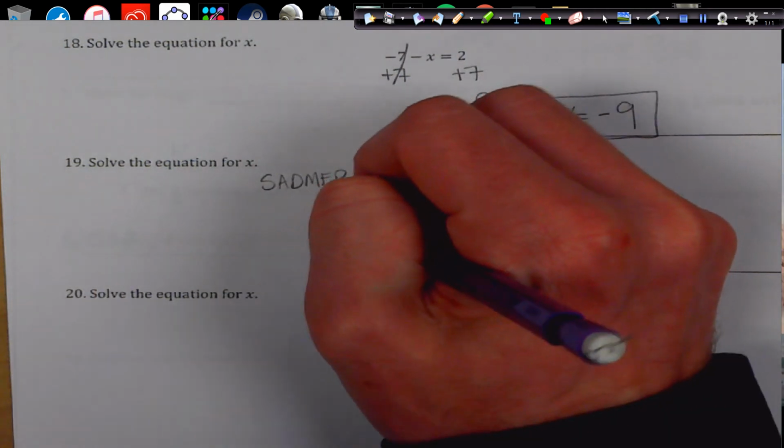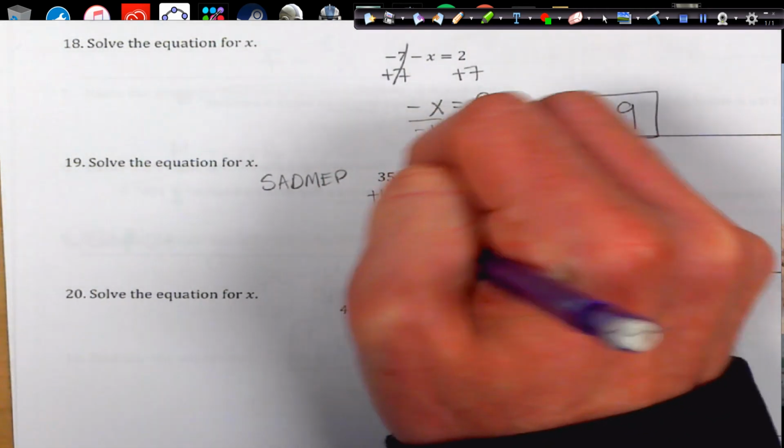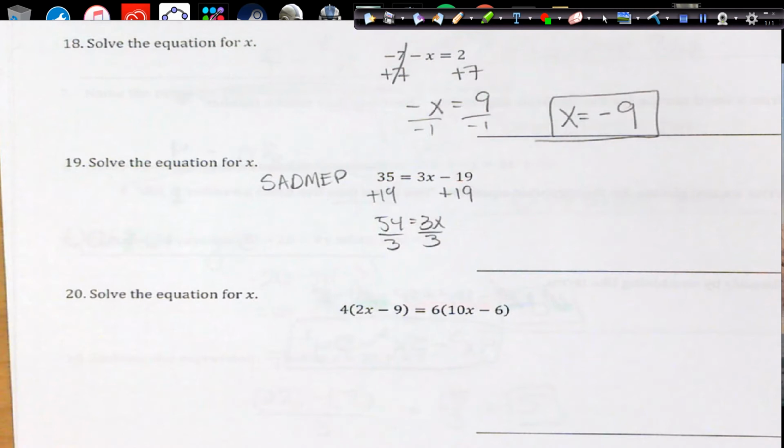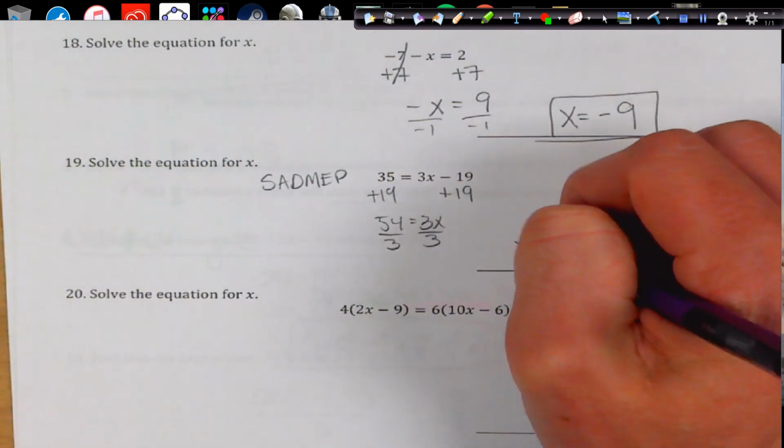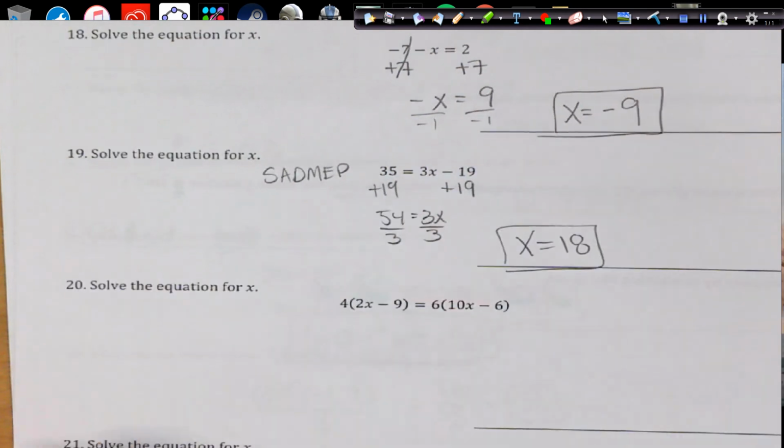And so that gives us 54 equals 3x, and then we divide by the 3. So usually we do division before, but when we're undoing it, we do division later in the game.